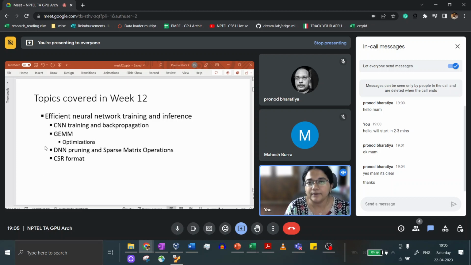So this week was continuing with efficient neural network training and inference. We looked further at training, and we moved on from just the forward pass to also the back propagation, looking at how the gradients are calculated and what partial derivatives you need. So this was all about the workload. You can think of it as one part being the workload, and the second part being the optimizations that you can do from a GPU perspective.